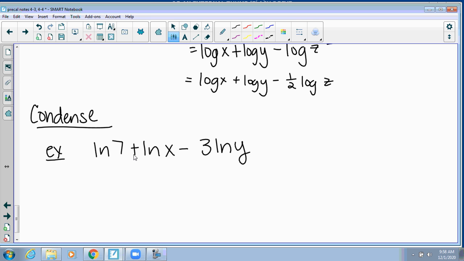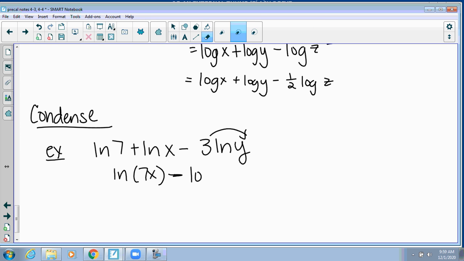So we have a multiply, we have a divide, and we've also got a power that's in the front. So if we think about it, this is going to turn into ln of 7x, because plus means times. I'm going to go ahead and keep my minus. And remember, the numbers in the front can hop up to a power. So that will be ln of y to the third. Then a minus means that we will divide. So we'll have ln of 7x over y to the third.